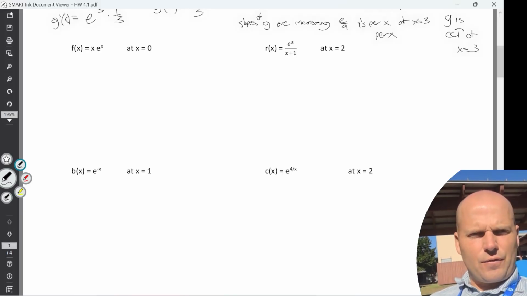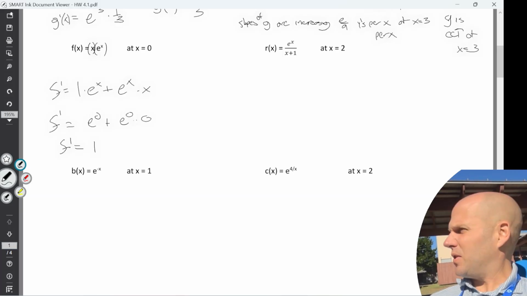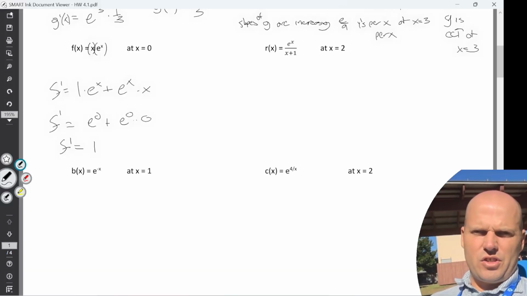If we take any other function, like x times e to the x, e to the x over x plus 1, don't forget your other rules. This is a product. You gotta use the product rule. Reminder, you don't have to do the entire homework. I'd rather you do part of the homework and just know what's going on. So the slopes of this are just 1, not 0. If you took the slopes of x times e to the x and did not use the product rule, you probably would have got 0. So make sure you use the product rule.